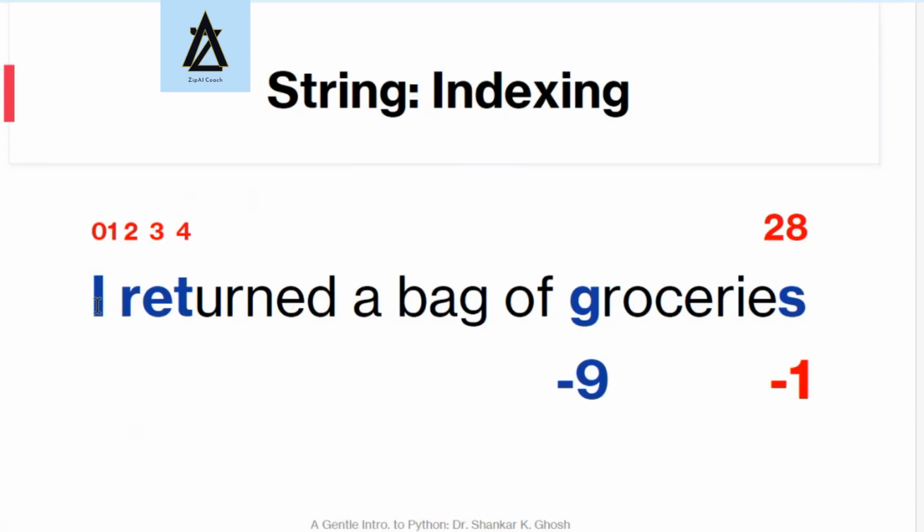The first character is 0, then the space is 1, R is in the second position, E is in the third position, T is in the fourth position, and S is in the 28th position. This is for forward. Backward, S is at -1, then -2, and so on, and G is in the -9th position. Therefore, it provides more flexibility of addressing and handling big amounts of data, characters, and particularly text processing.